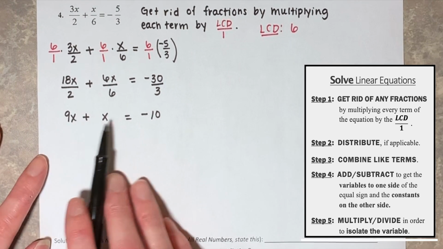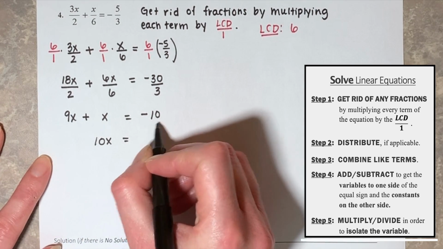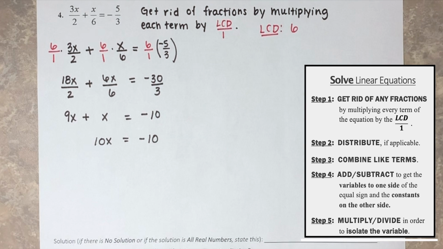I see 2 like terms here. 9x plus 1x gives us 10x. And nothing can be simplified on the right side, so we'll just bring down the -10. For step number 4, we want to get the variable on one side of the equal sign and the constant on the other side of the equal sign. This is already the case here, so we can skip step number 4 and move on to step number 5.